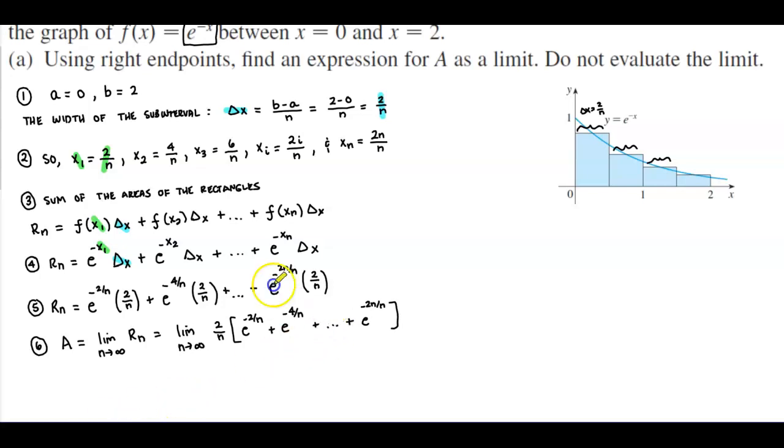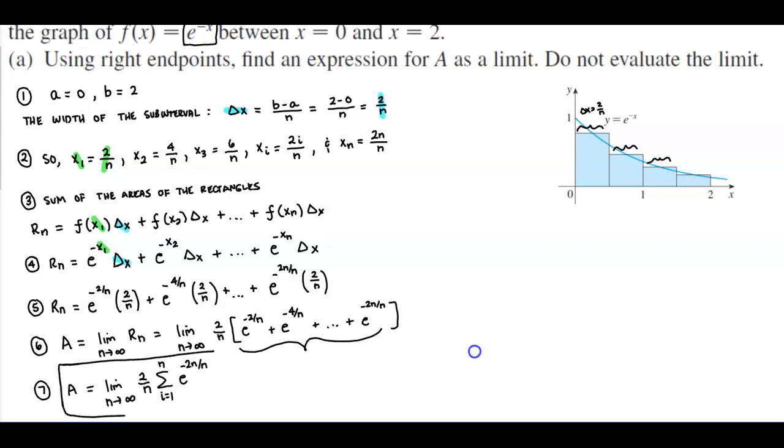Now if we want to rewrite this in terms of a summation, A is going to look like the following. A is going to equal the limit as n approaches infinity. We factored out the 2 over n, and now this part represents a summation, where i starts at 1 and ends at n. And the nth term is going to be e to the negative 2n over n. And so therefore, there is our A expressed as a limit.